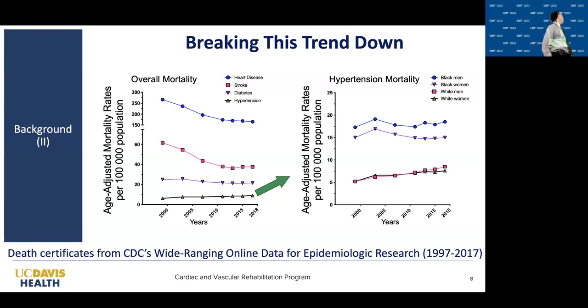So now let me tell you who they are. The blue circles on the top are Black men. The purple triangles here are Black women. The pink squares here are the white men, and the green triangles are the white women. There's no way you can think the same thing is happening to all four of these populations. They are so different.